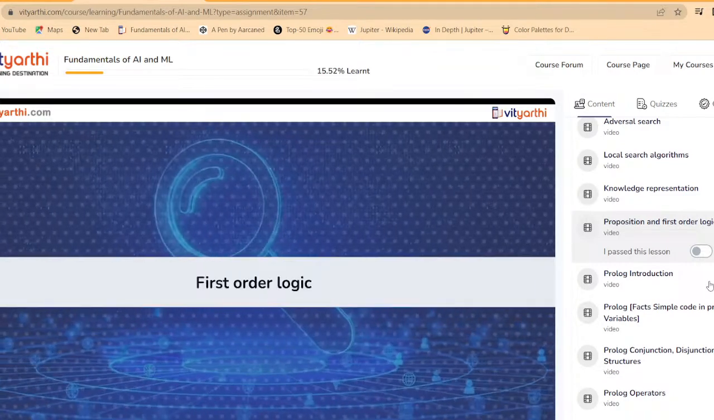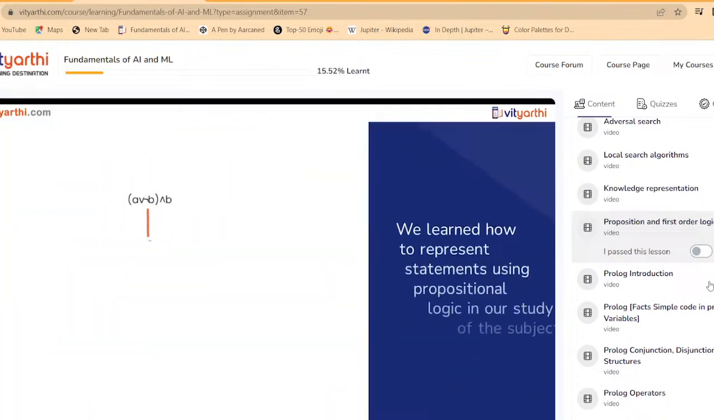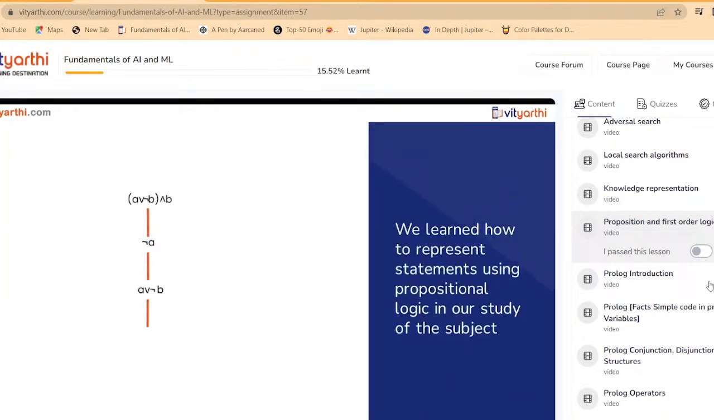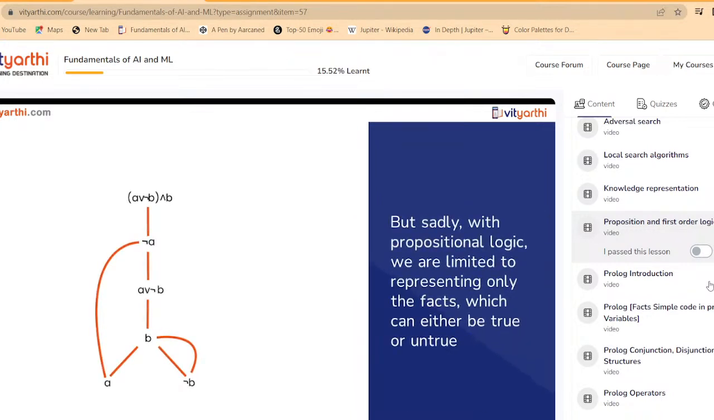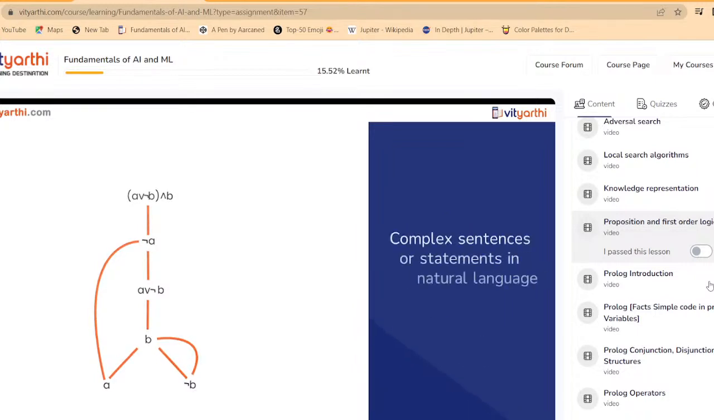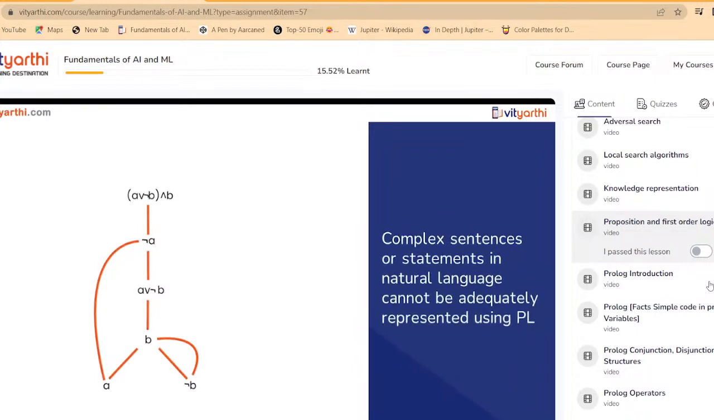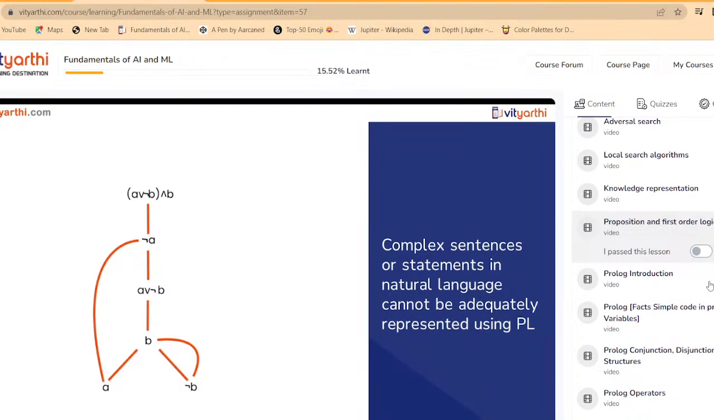Next, we will see about first order logic. We learned how to represent statements using propositional logic in our study of this subject. But sadly, with propositional logic, we are limited to representing only facts, which can either be true or untrue. Complex sentences or statements in natural language cannot be adequately represented using propositional logic.